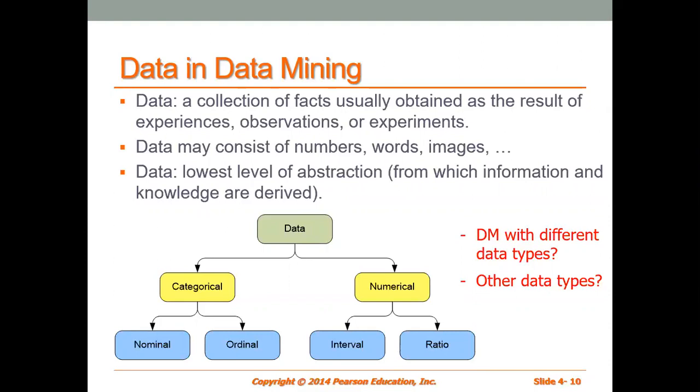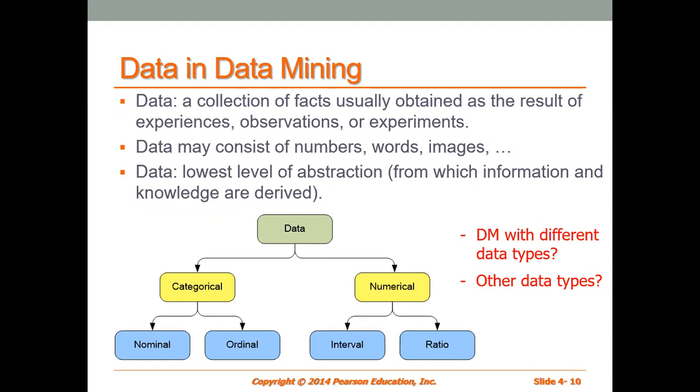Then we have the lowest level of abstraction. Abstraction means you cannot go lower, just like an atom. The atom is the lowest point of matter. Similarly, data is the lowest level of abstraction from which information and knowledge are derived.